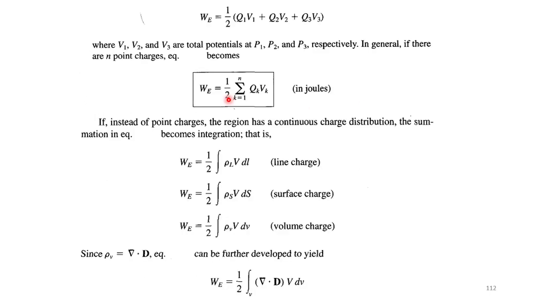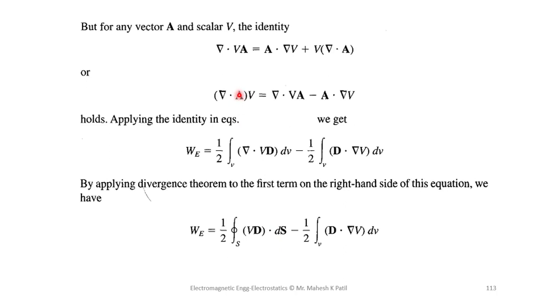Now if you observe our equation, here we got del dot D into V. So instead of A, if I write D, and D itself is a vector quantity, we can write del dot D into V equal to del dot VD minus D dot del V. So by applying this to our equation, we can write total work done We equal to 1 by 2 volume integration del dot VD dv minus 1 by 2 integration D dot del V dv.